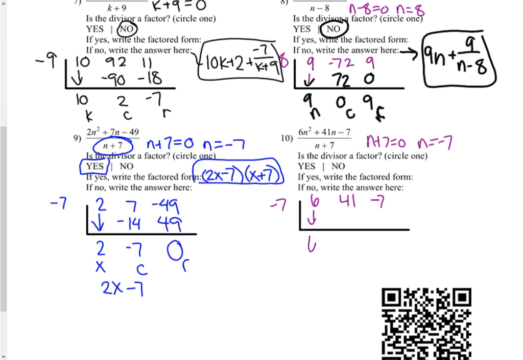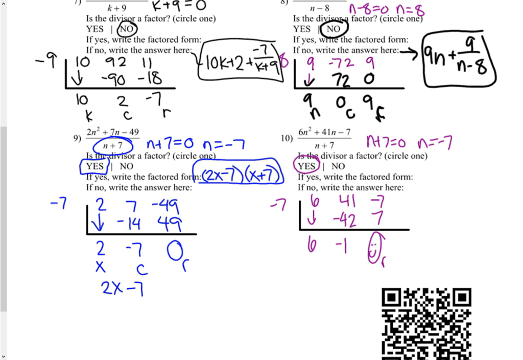Drop down 6. 6 times negative 7 is negative 42. 41 minus 42 is negative 1. Negative 1 times negative 7 is a positive 7, so we end up getting 0 again. So it is a factor.